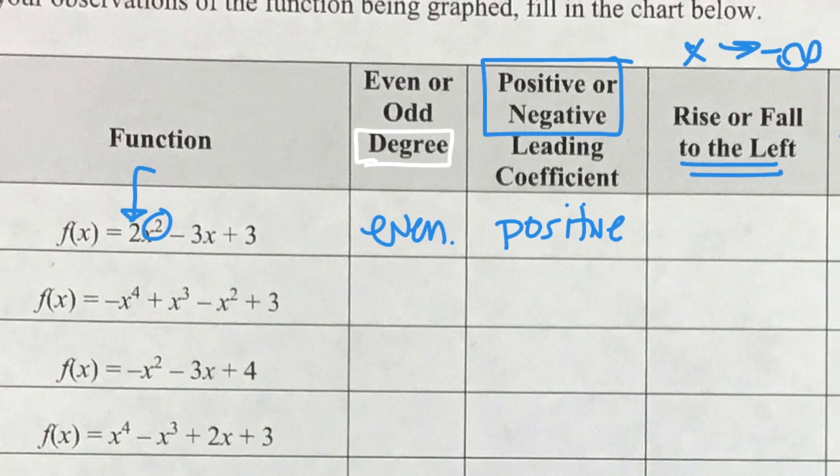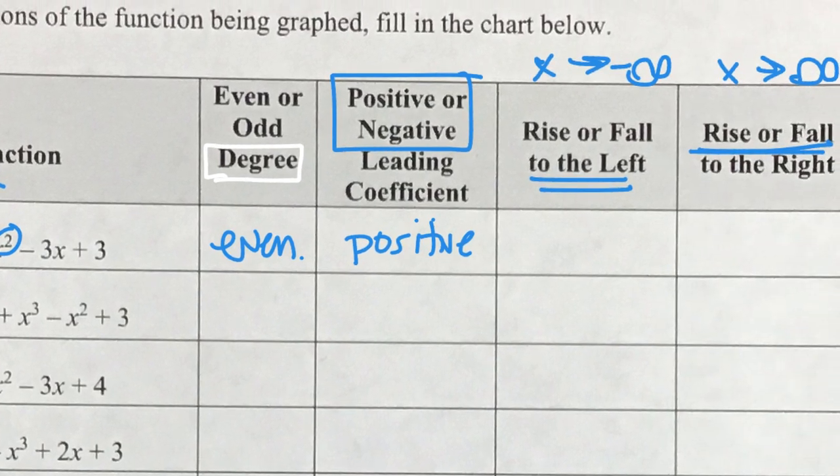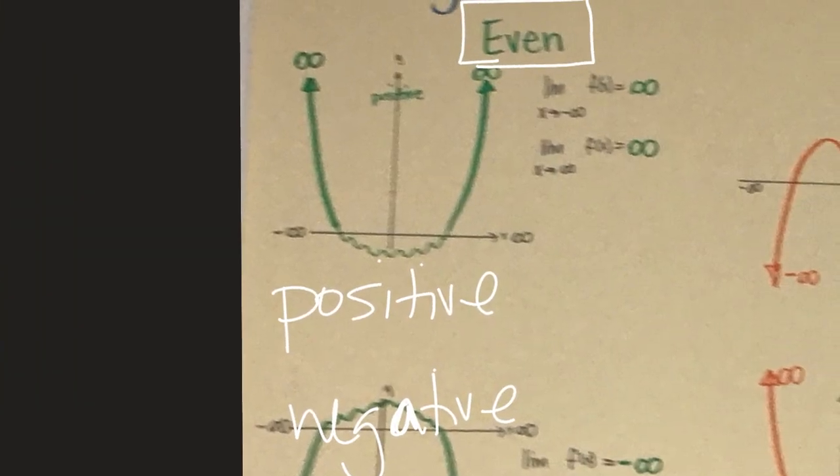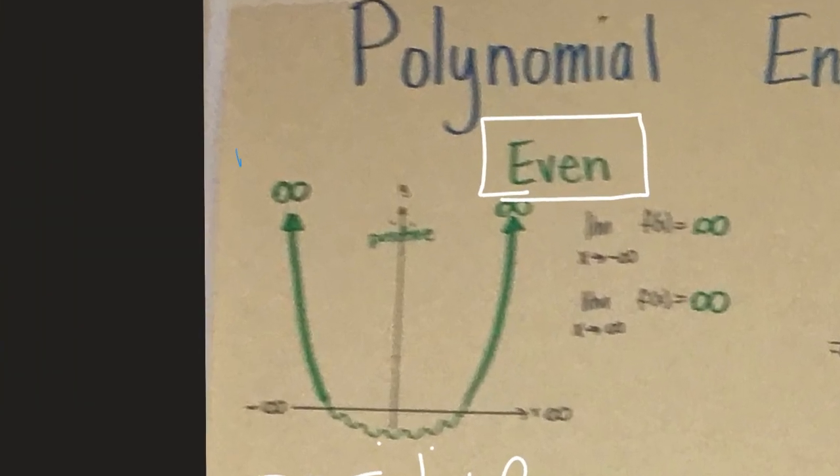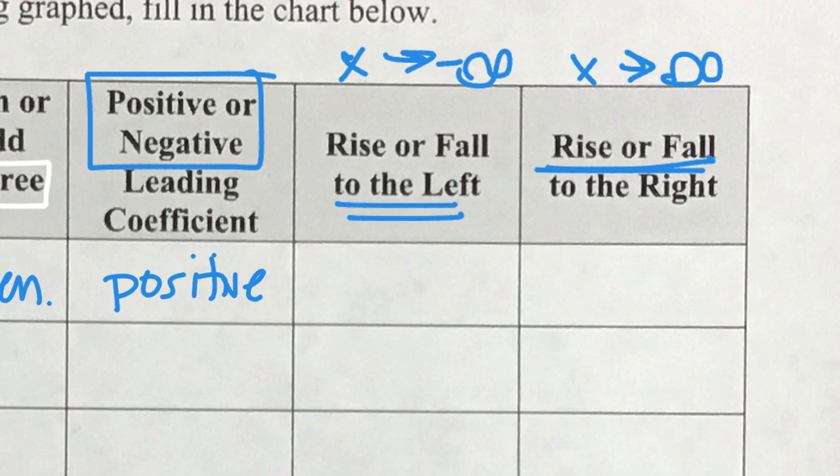So thinking about the graph, what's going to happen on the left side of the graph if we have a positive even? Okay, positive even on the left side of the graph is going to go up, right? He's using the words rise or fall, so his word is rise, but basically it's going to positive infinity. So that's where the y values are going. As x goes to negative infinity to the left, the y values are going up to positive infinity. And then the same thing for the right side.